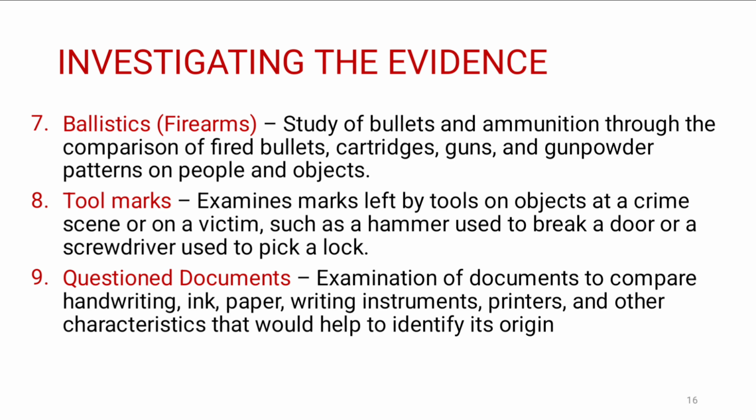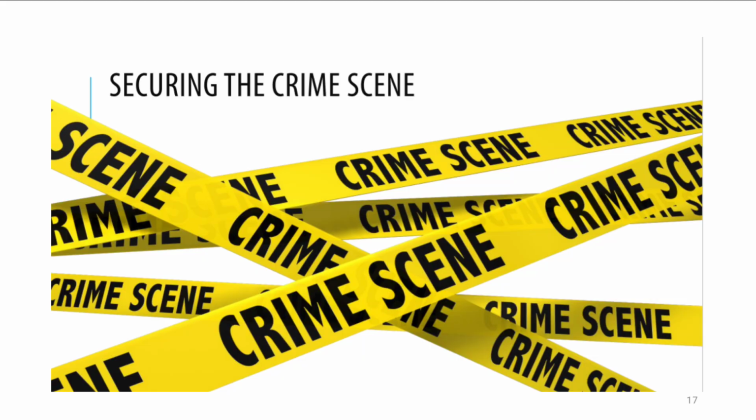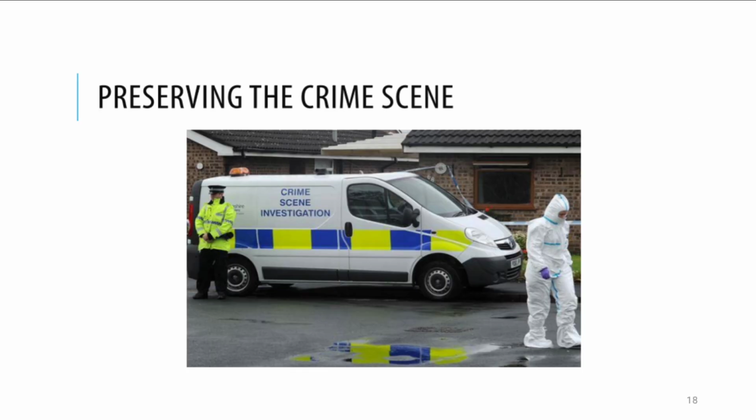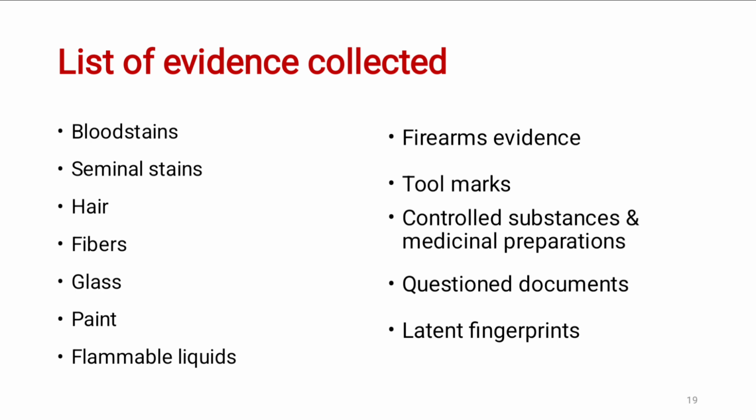Tool marks: the examiner might see the marks left by tools on objects at the crime scene or on the victim, such as the hammer used to break a door or a screwdriver used to pick a lock. Then you might find some documents that might be questioned. You could find ID or other documents that could give you an insight into the crime scene. This one is illustrating a tape which was used to secure a crime scene. Again, this one is also illustrating securing and preserving the crime scene.